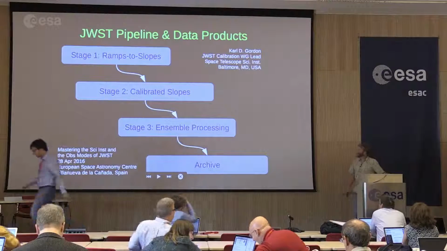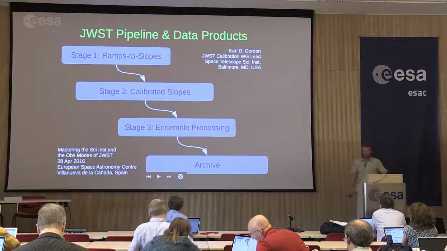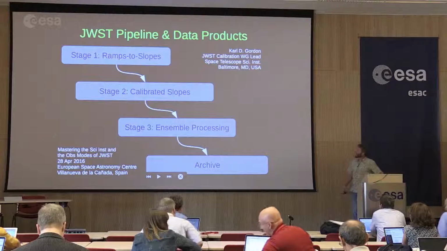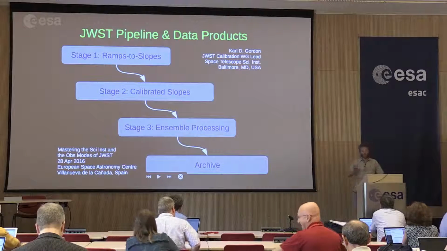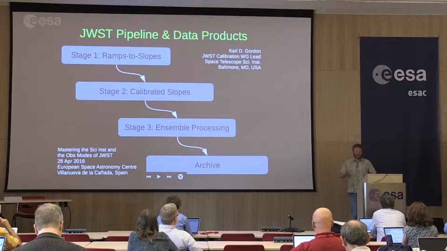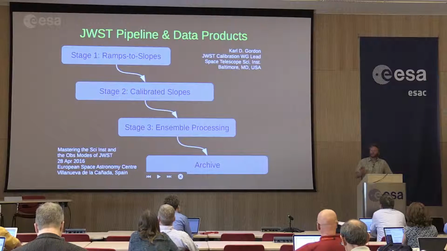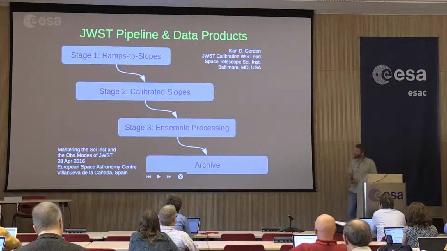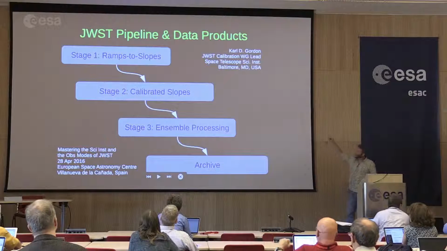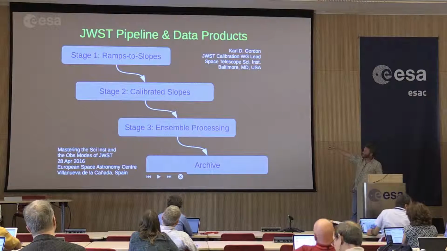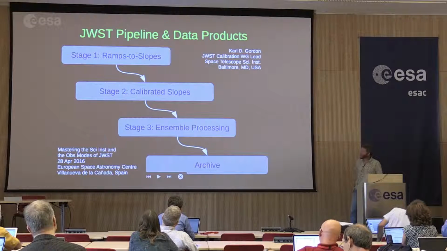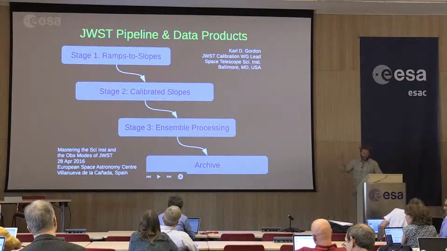All right. So I'm going to talk about the JWST pipeline and data products. Unlike what Alvaro said, I'm not going to go into that level of detail. It's going to be very high level. If you'd like more detail, we have places for you to go. So basically, I'm talking about how you get from raw data, and then I'm going to go through the 3 stages of the pipeline fairly quickly: ramps to slopes, calibrated slopes, and ensemble processing, and then what goes in the archive.